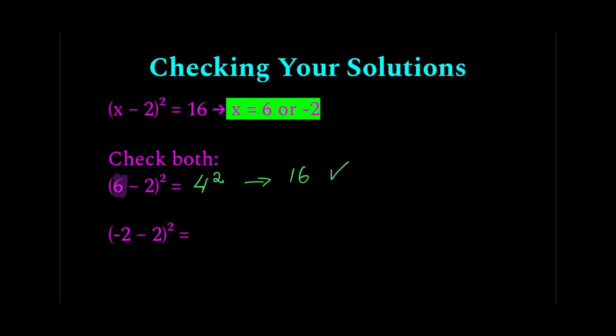It's correct. Now let's go ahead and find out if x is negative 2, will the equation work? Well, negative 2 minus 2 will be negative 4, and negative 4 squared will equal 16. So our second one checks out as well.